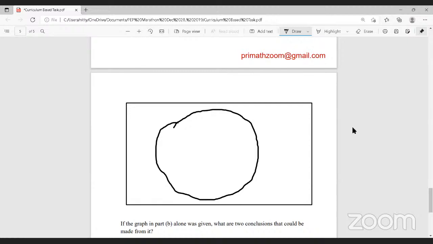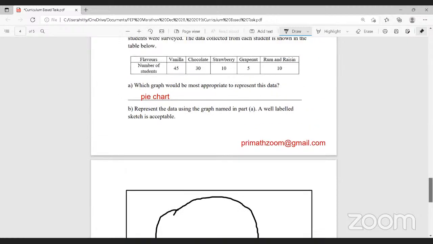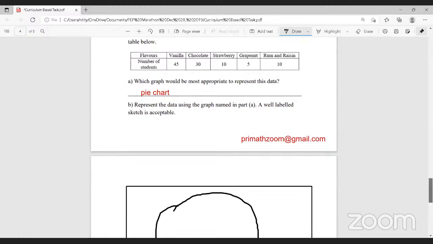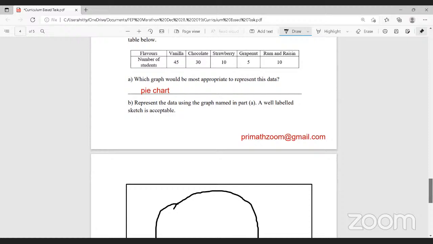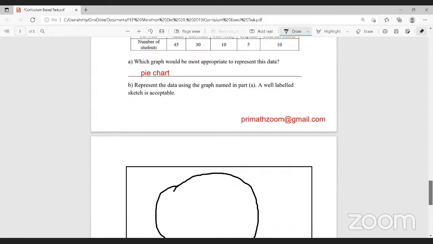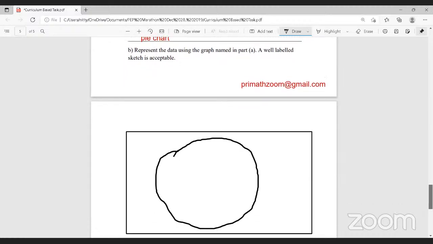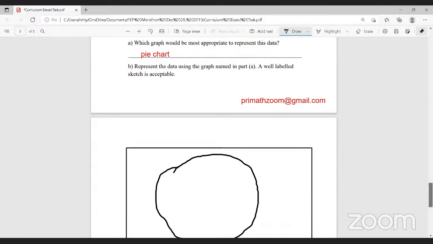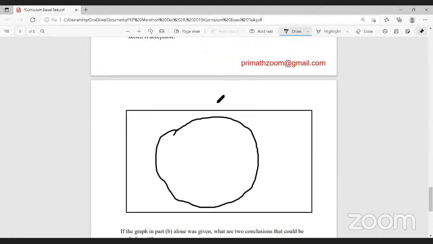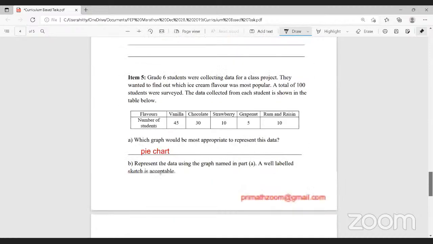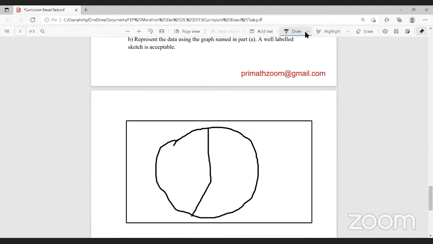Not bad. All right. So here it says we have 45, we have 30. So we have 45 choosing vanilla. 45 is close to 50, but it's not 50, and 50 would have been halfway. So halfway would be down here, but it's not fully halfway, so I'm just going to bring it across a little like this. And this will be vanilla. Let me put vanilla here.